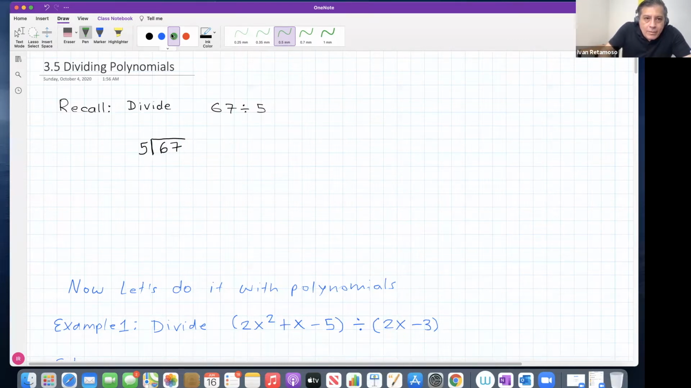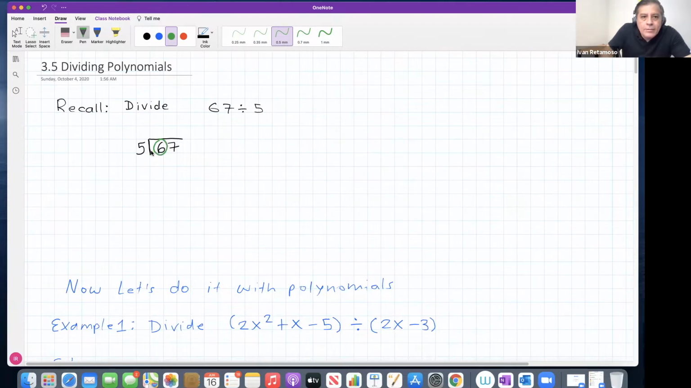So first, let's recall how we divide just whole numbers. For example, when they ask you to divide 5 into 67, what do you do? Well, we separate enough digits, so that we can divide this number by 5. You separate one digit here and you go like this. How many 5 into 6? Well, that is just 1. You have 1 here. 1 times 5 is 5. Subtract. This subtraction gives me 1.